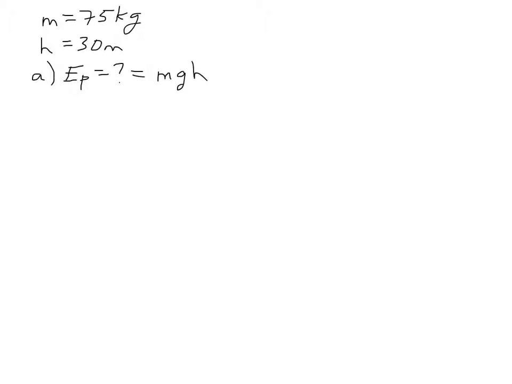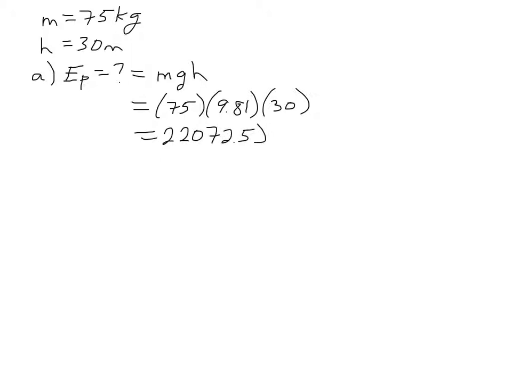Our second example is talking about a cliff diver, and we know that the cliff diver has a mass of 75 kilograms, and he's standing at a height of 30 meters above the surface of the water. Question A is asking us for his potential energy. So our potential energy is our question mark, and we know that our potential energy is always going to be our mass times gravity times our height. So we can put in our numbers here. We have 75 kilograms times our gravity, which is always going to be 9.81 meters per second squared, multiplied by our height, which is 30.